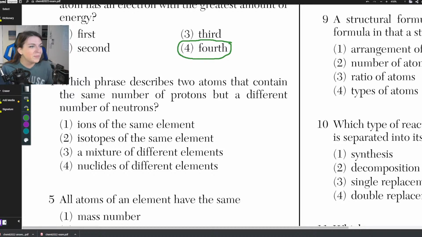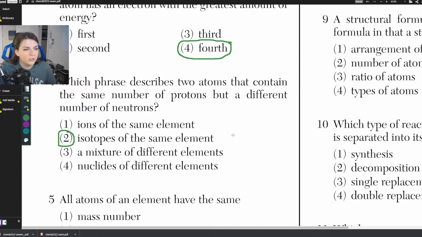Okay, question 4. Which phrase describes 2 atoms that contain the same number of protons but a different number of neutrons? Again, this is a vocab question. They're giving you a definition and asking you to know the term. The definition of 2 atoms that have the same number of protons but a different number of neutrons would be an isotope, and they would be isotopes of the same element.